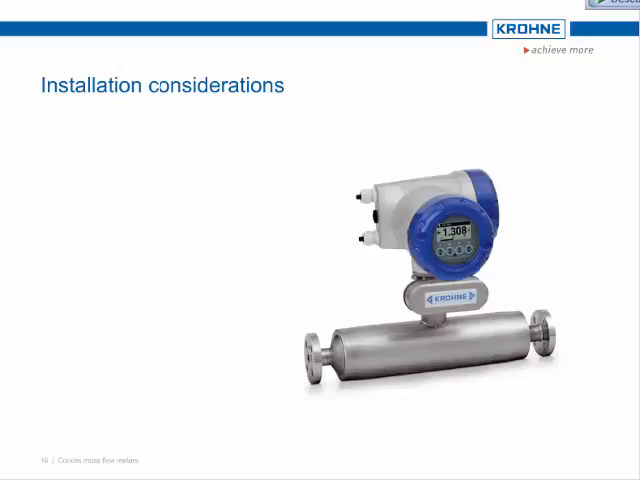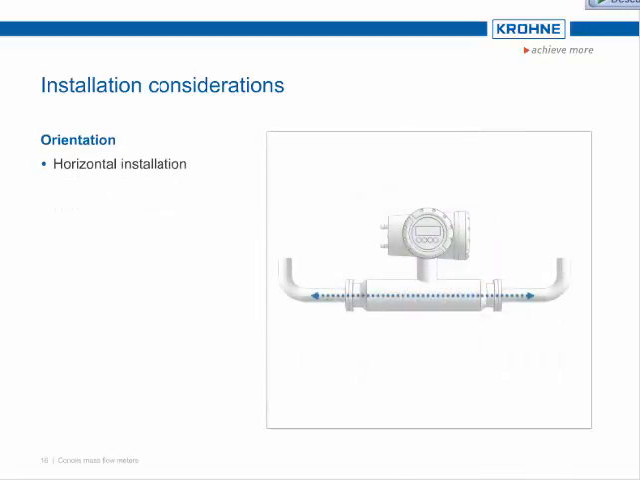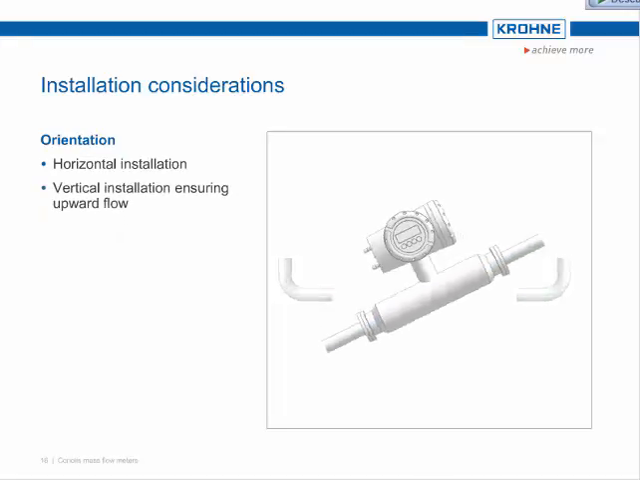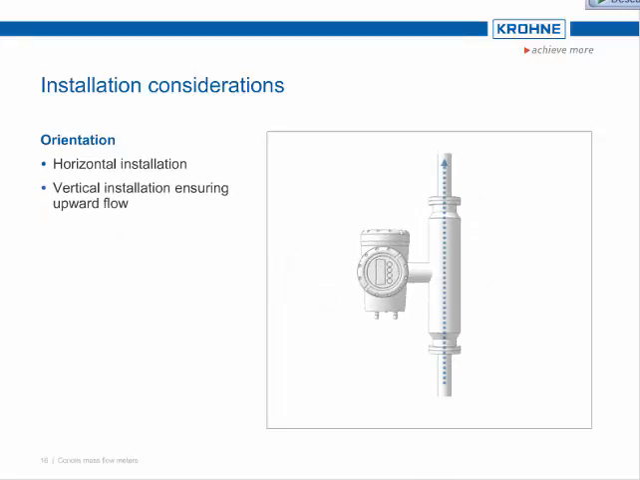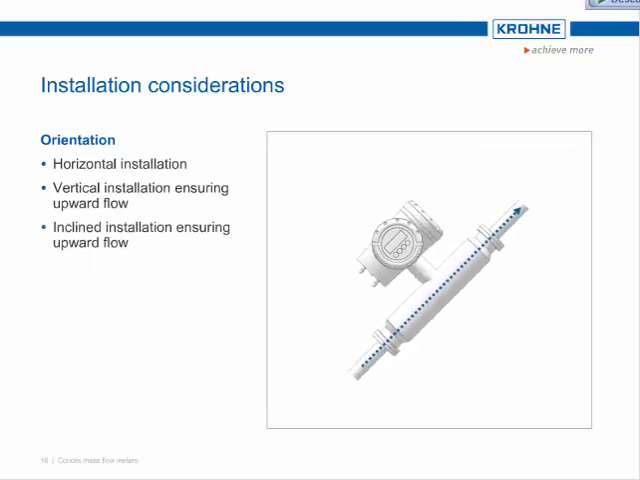Now that we have selected a suitable meter for an application, we need to install the meter for optimum process operation. The orientation of the meter in the pipework must first be considered. A horizontal installation is independent of flow direction. For vertical installations, ensure the direction of flow is upward. For an inclined installation, again ensure the direction of flow is upward.